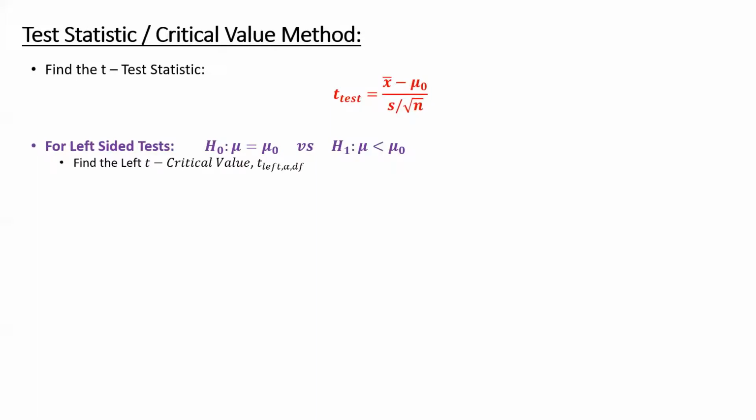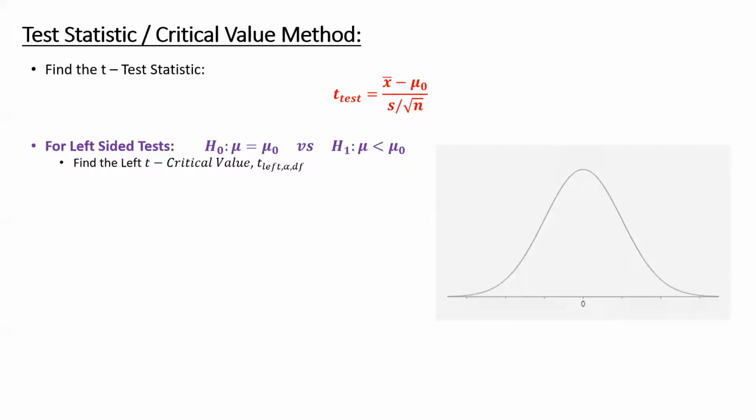To test the hypothesis, we need the t critical value so that we can compare the test statistic and decide what to do with the null hypothesis. I have written the t critical value as t sub left alpha df. This means I need the left-sided t critical value for type 1 error of alpha with the corresponding degrees of freedom. How can we find this t critical value? Well, this is not the first time finding the t critical values in this class using the t distribution, but we will see it again.